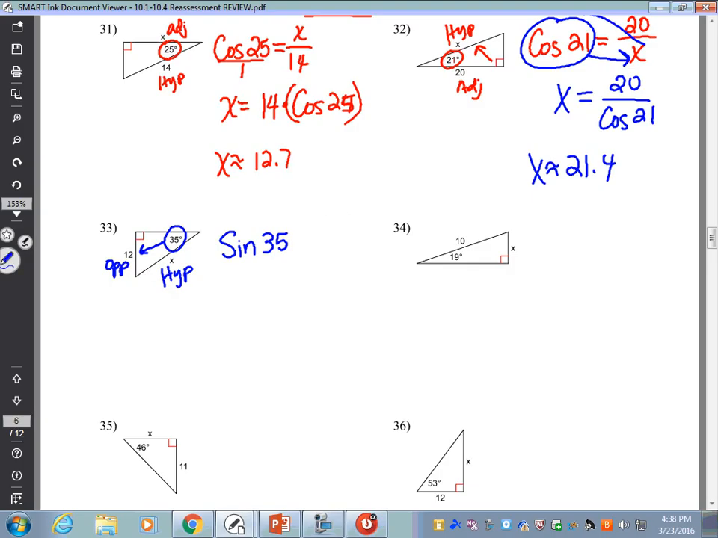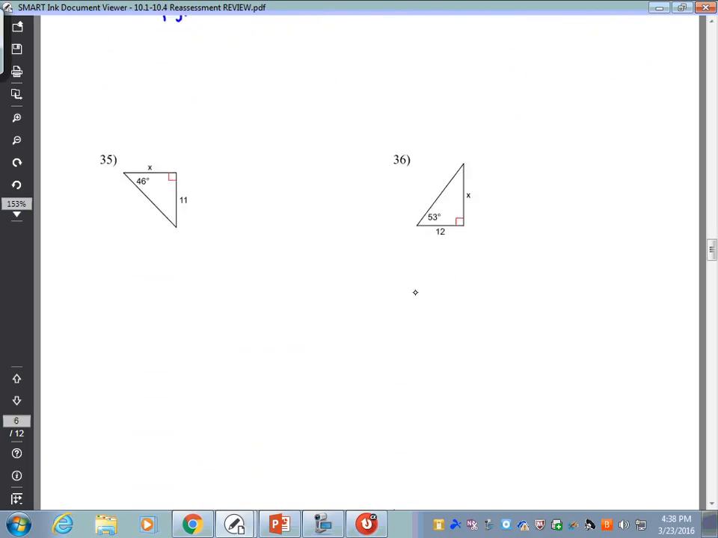But what is the O? What is the opposite? 12. What's the hypotenuse? X. Again, X is on the bottom. I'm going to let you finish this. The next step is similar to what we just did on 32. And I'm going to let you do 34. And I'm going to move on to 35 and do the same steps.